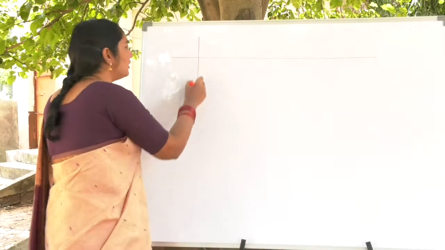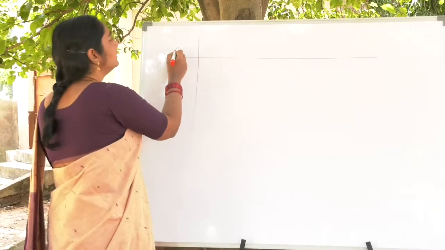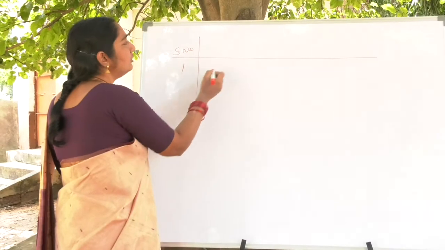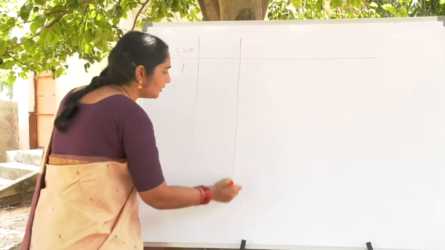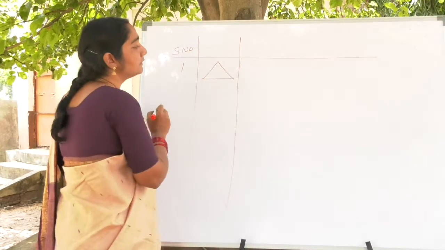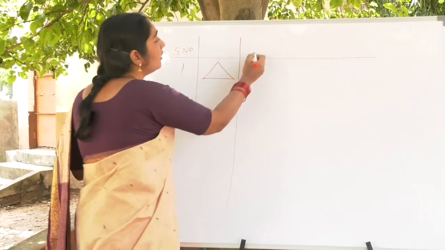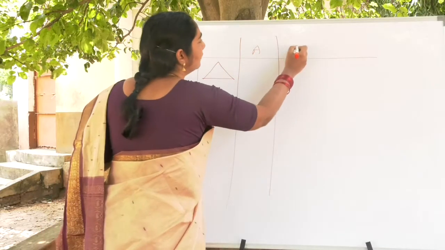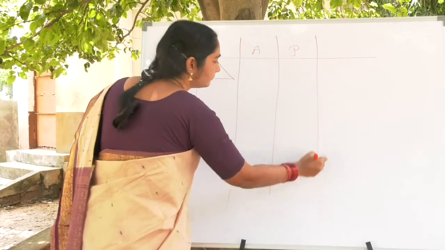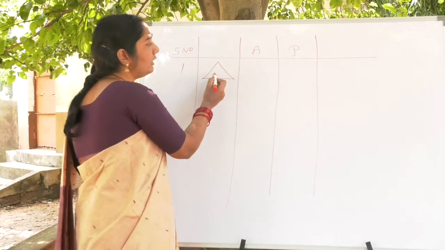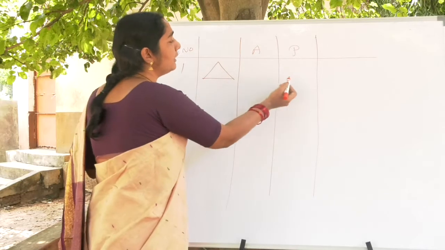In this project you are taking serial number 1, you are taking the shapes. For example, you are taking a triangular shape, an equilateral triangle. Find out its area, find out its perimeter. So my dear friends, please try to understand. You are finding out the area, you are finding out the perimeter of the triangle.